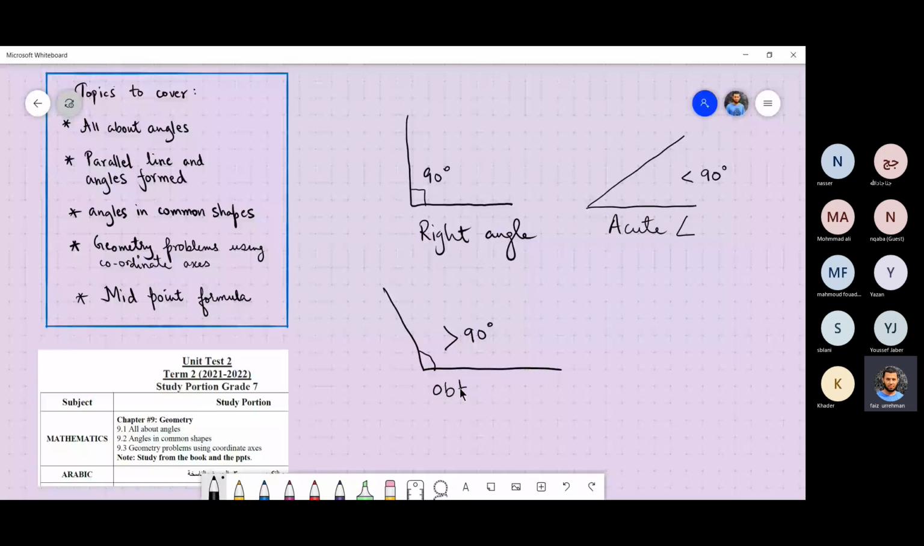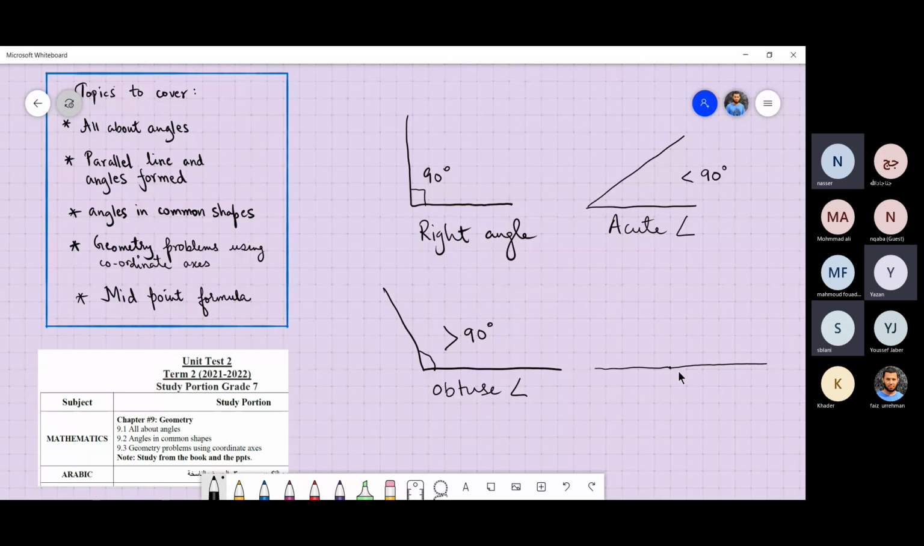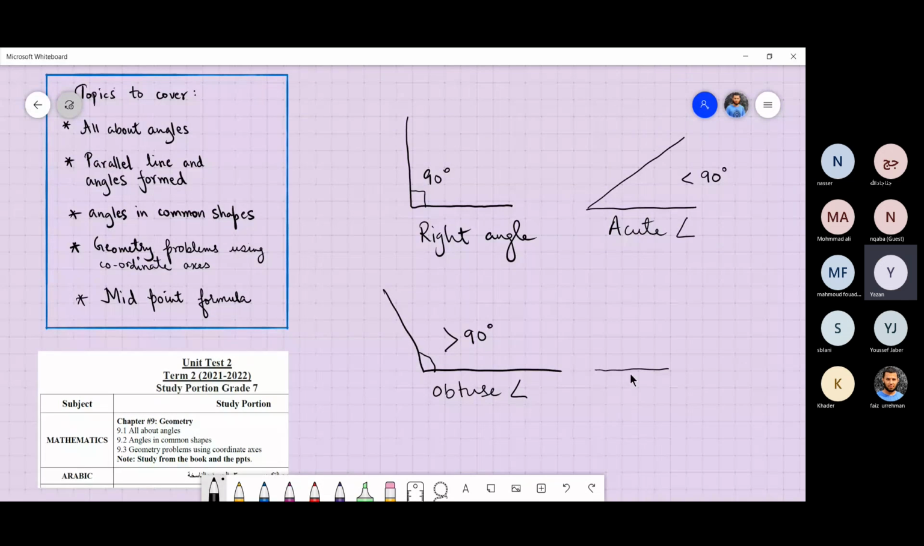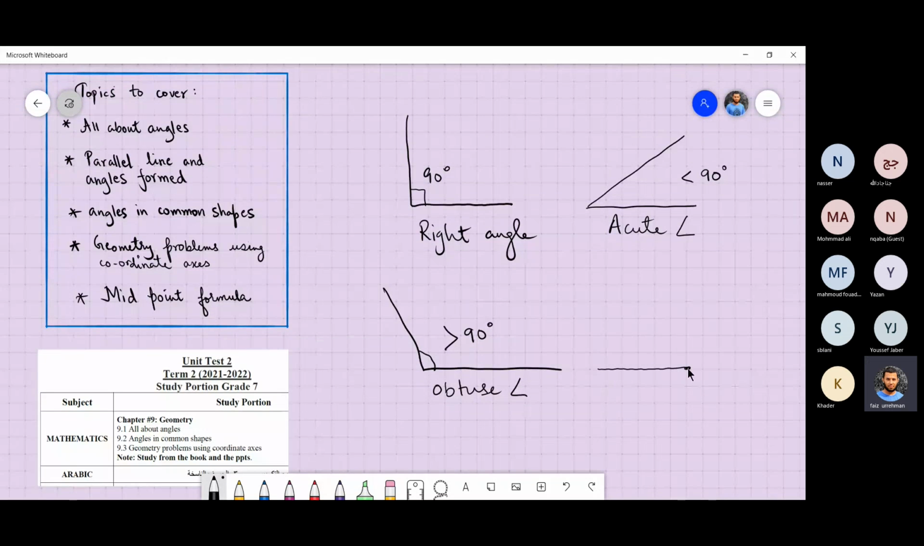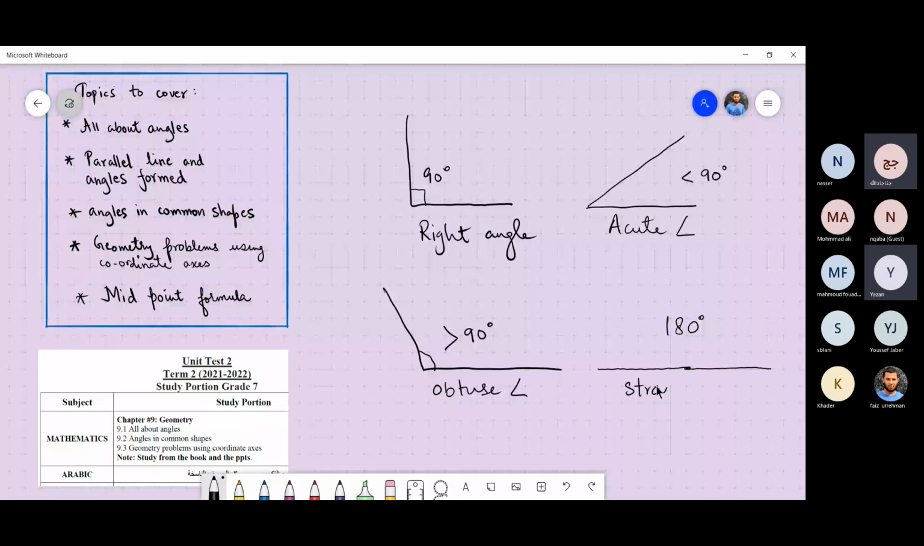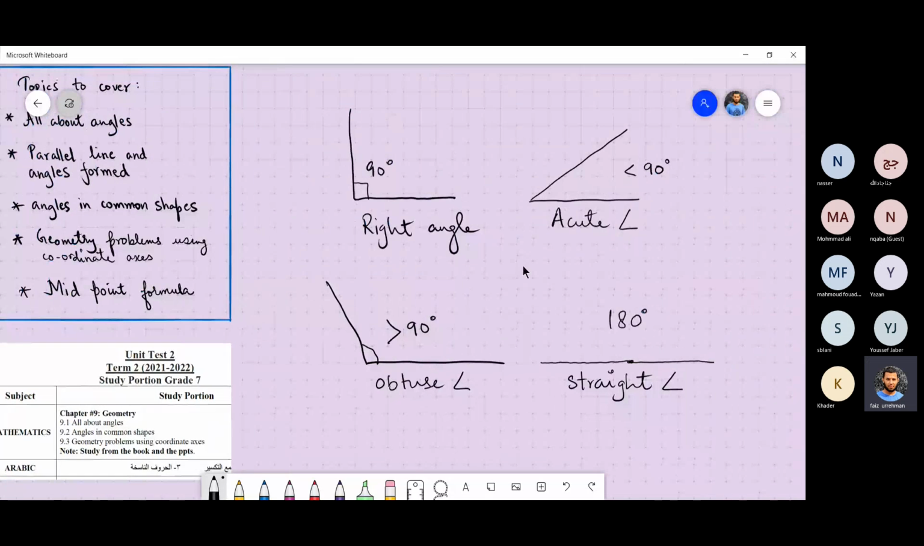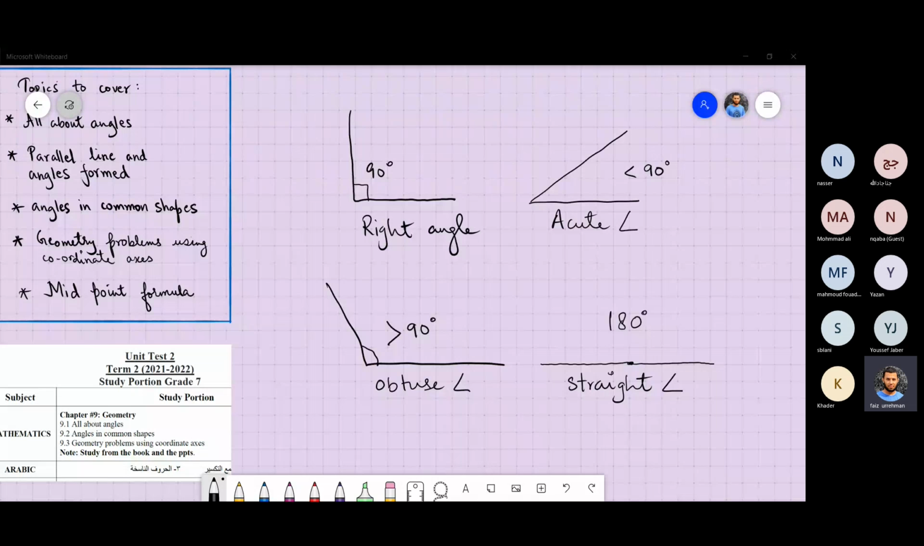And if it is a straight line? Right angle? No. 180 degrees. Not right. This is a straight angle. Mister, do we write this? If you want to write, you can write, no problem. So these are basically 4 angles. Yes, there are more. For example, if you are going more than 90 or more than 180, it will be what?